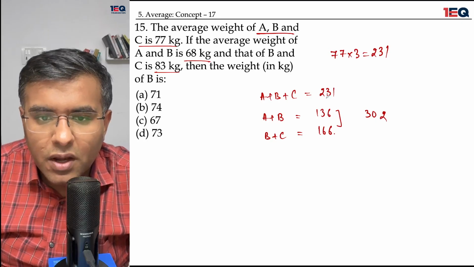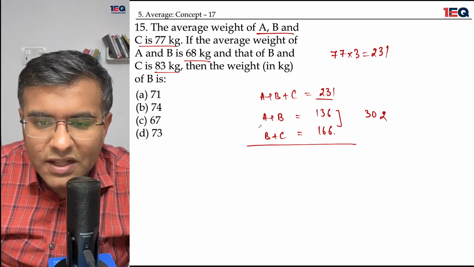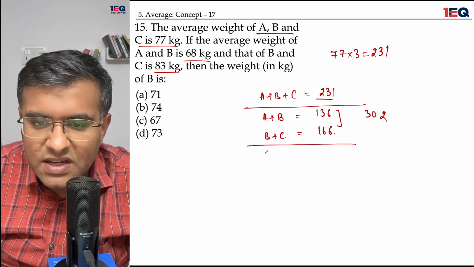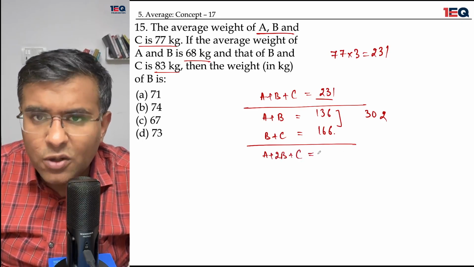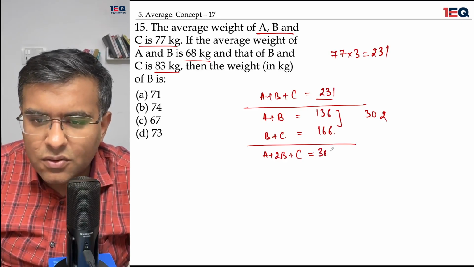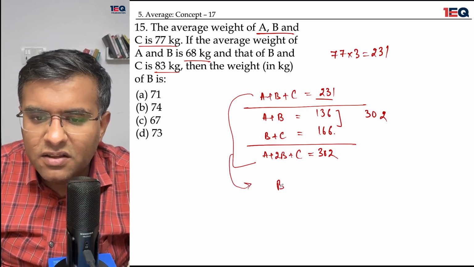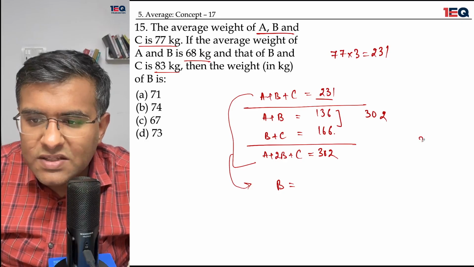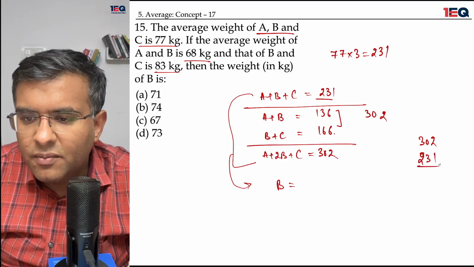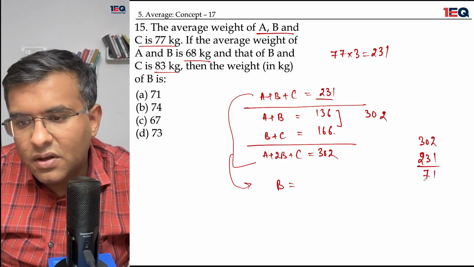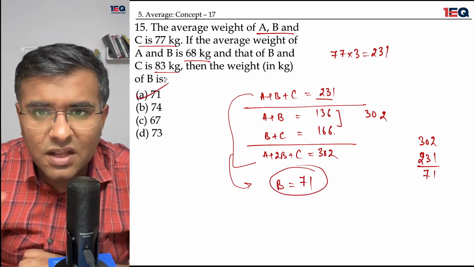302. Now this 302, I'll tell you what I've done. I've added the two equations. I've done this a plus 2b plus c, and the value of a plus 2b plus c is equal to 302. Now comparing these two equations, if I subtract them, I'll get the value of b out. How do I subtract them? I subtract 231 from 302. What do I find over here? I find out the value of b to be 71, which was the question that was being asked.